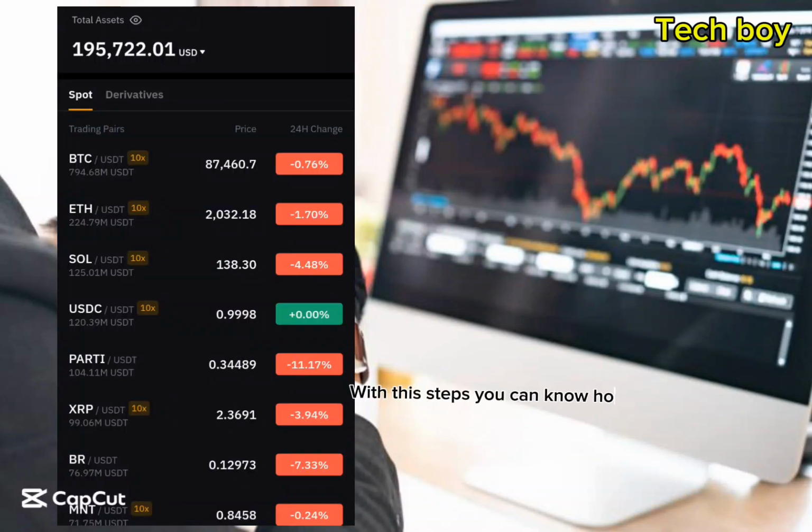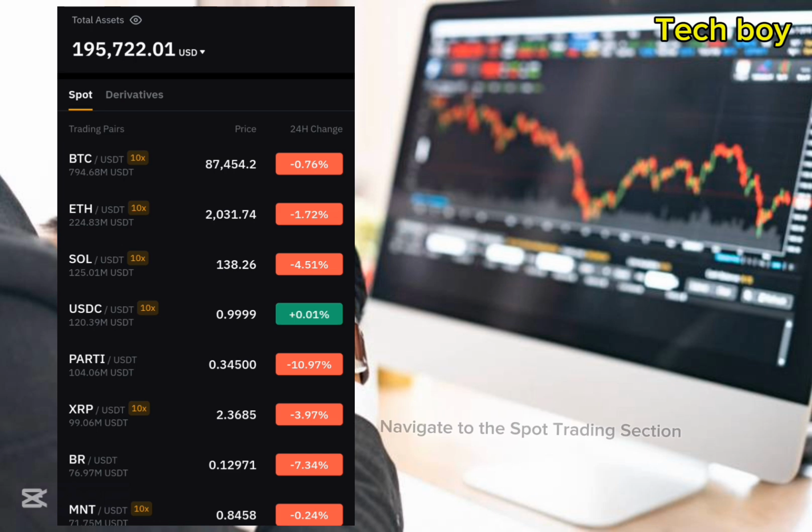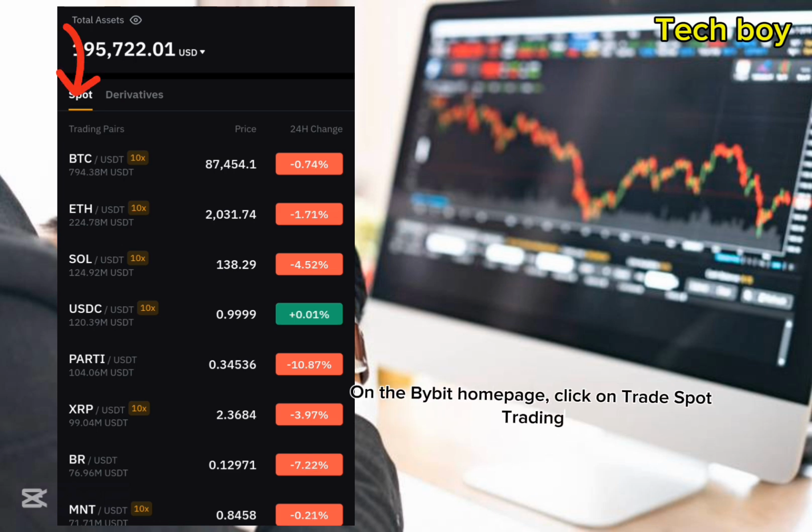With these steps you can know how to trade spot on Bybit. Navigate to the spot trading section. On the Bybit homepage, click on Trade, Spot Trading.